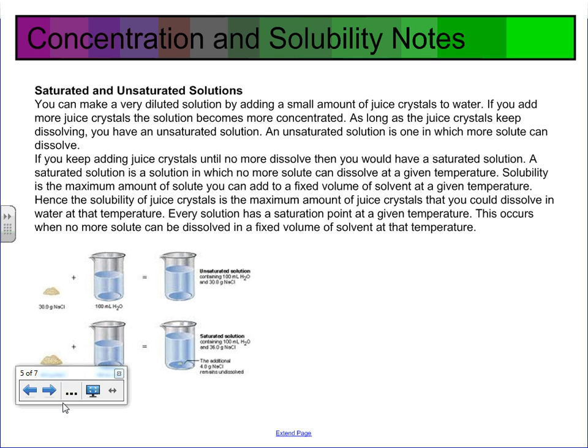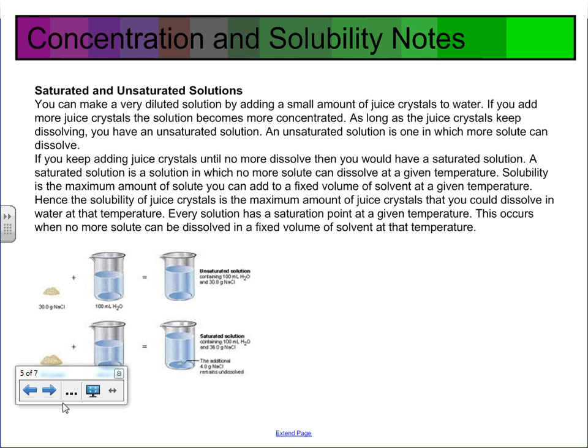So, saturated and unsaturated solutions. You can make a very diluted solution by adding a small amount of juice crystals to water. If you add more juice crystals, the solution becomes more concentrated. As long as the juice crystals keep dissolving, you have an unsaturated solution. An unsaturated solution is one in which more solute can dissolve. If you keep adding juice crystals until no more dissolve, then you will have a saturated solution. A saturated solution is a solution in which no more solute can dissolve at a given temperature.